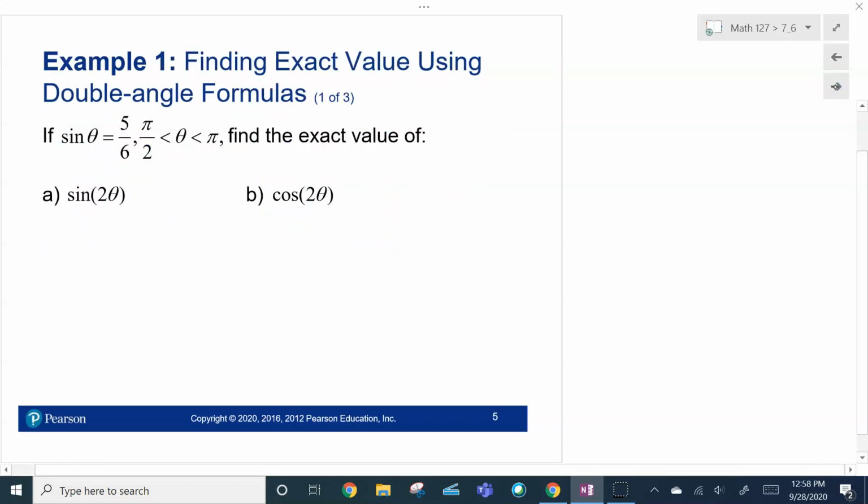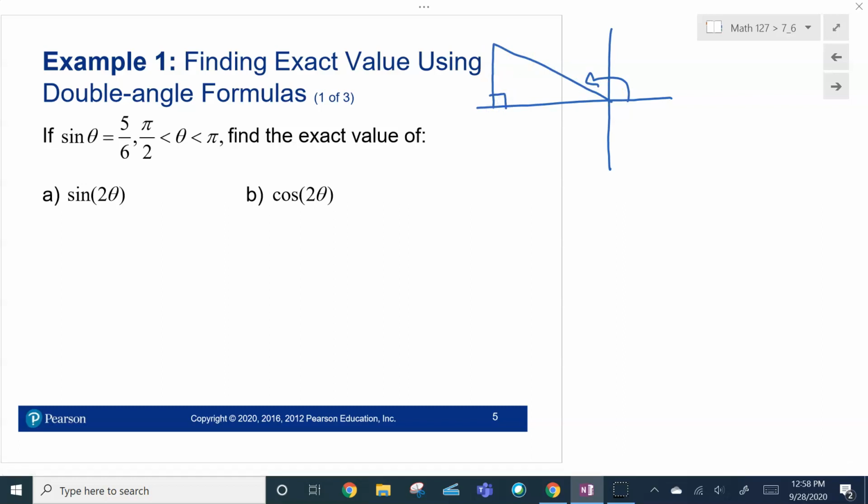So let's work some examples with this double angle formula. If the sine of theta is 5/6, and we know theta is less than pi but greater than pi half, so we're in quadrant 2, right? Sine of theta is opposite over hypotenuse. We're using theta prime, the reference angle, so 5/6, opposite over hypotenuse there. And then we'll solve for that remaining side.